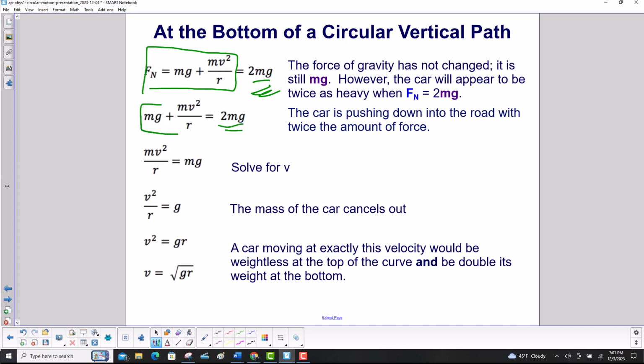So we have mg plus mv squared over r equals 2 mg. We solve for v. Then we have v squared over r equals g, a little more algebra, and v is the square root of gr. So a car moving at exactly this velocity would be weightless at the top of the curve and be double its weight at the bottom.